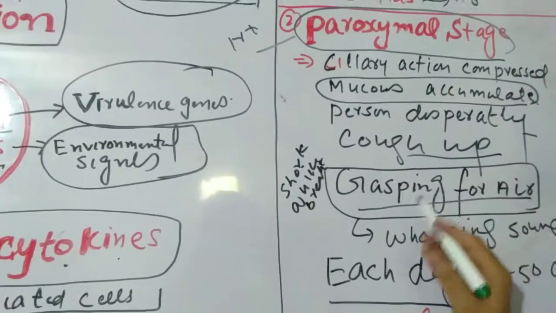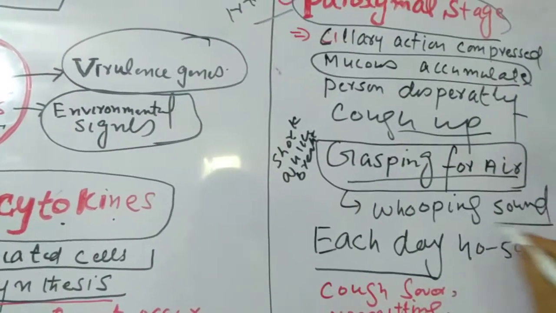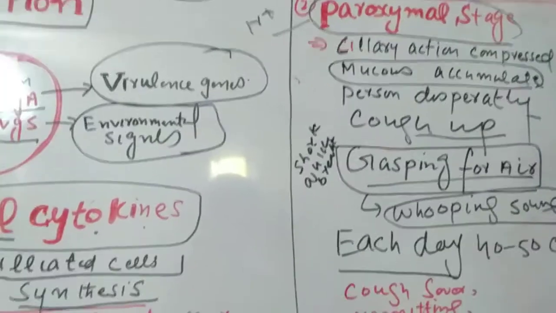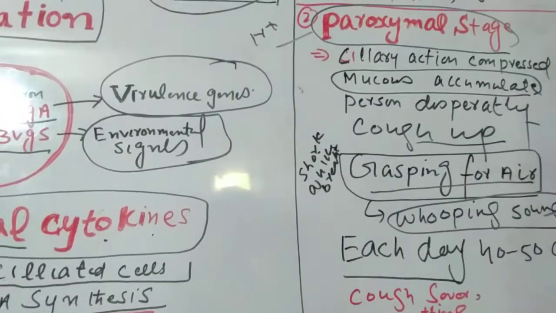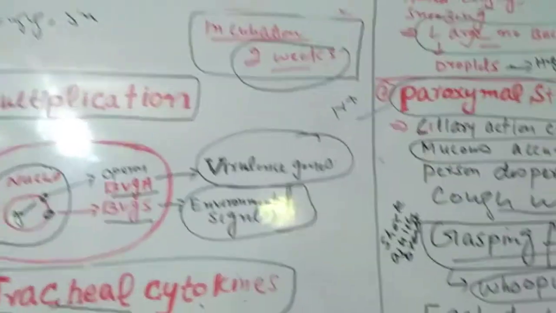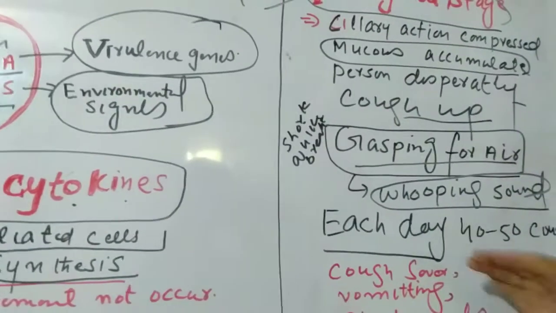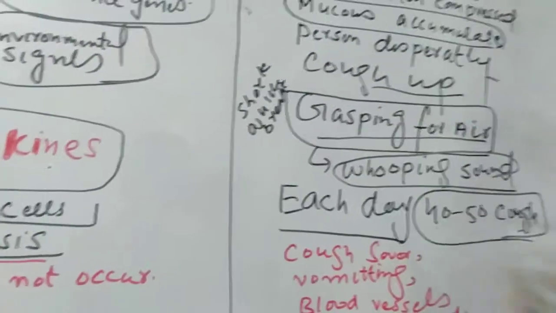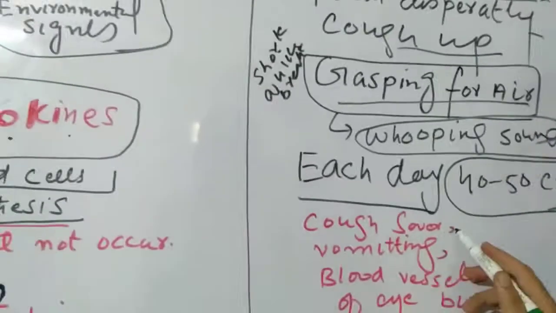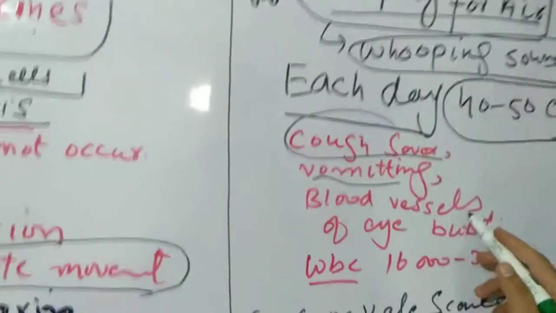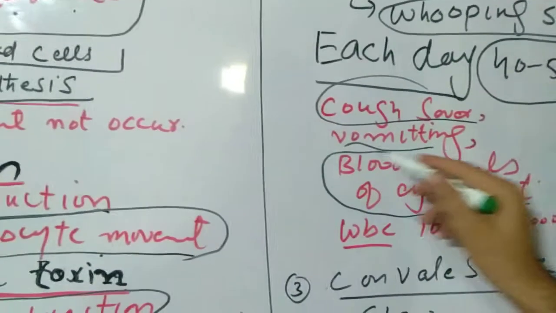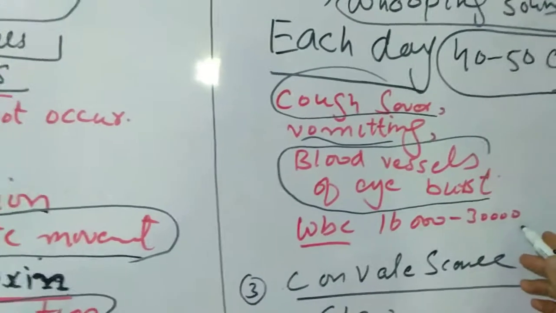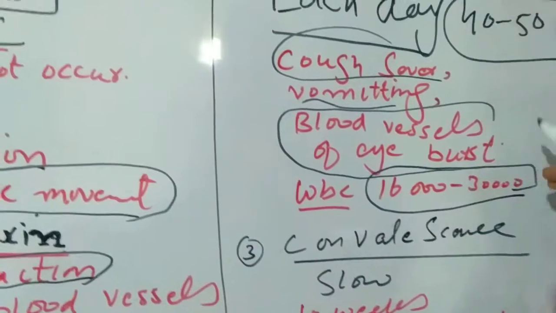What would happen during this quick breath? The whooping sound is produced. So due to the production of the whooping sound, this disease is also known as whooping cough. In this paroxysmal stage, a person can cough 40 to 50 times each day. This also creates severe coughing, vomiting, and the blood vessels of the eye burst due to the severe coughing. If we talk about the WBC, it reaches 16,000 to 30,000.